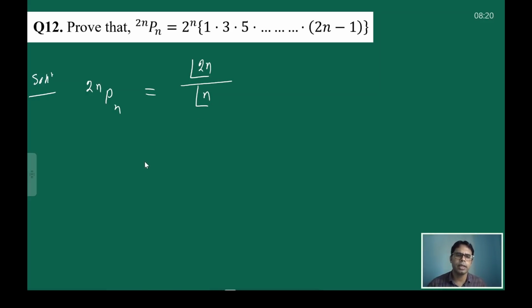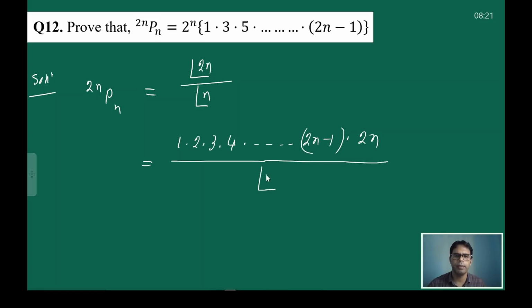Now here you just expand this factorial 2n fully, which means 1 into 2 into 3 into 4 into and so on, up to 2n minus 1 just before the last term, and the final term is 2n only, and this is divided by factorial n, as done in the previous question.